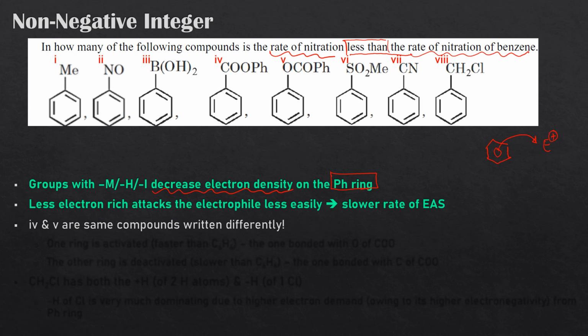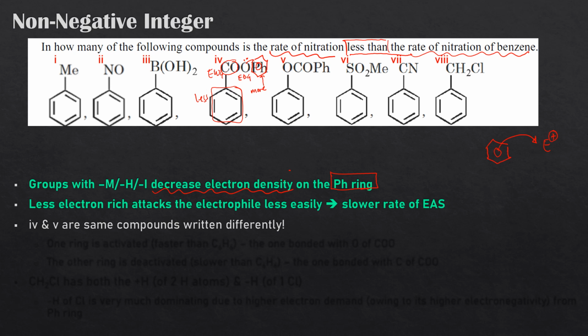In compound number 4, C double bond O is an electron withdrawing group attached to the benzene ring. So for this ring, electron density is less. But this phenyl ring, which has been kept over there, is bonded to oxygen, which has an electron donating nature. The electron density on this benzene ring is higher than the unsubstituted benzene ring.